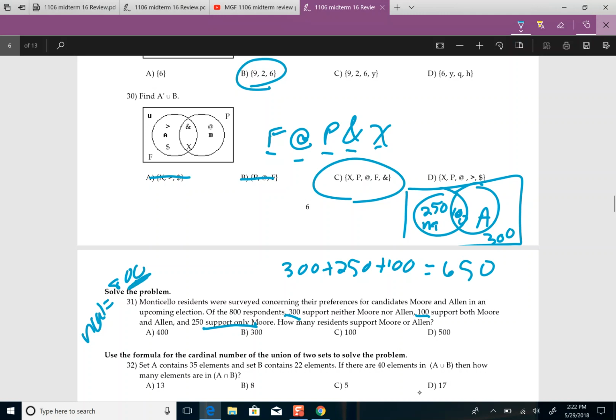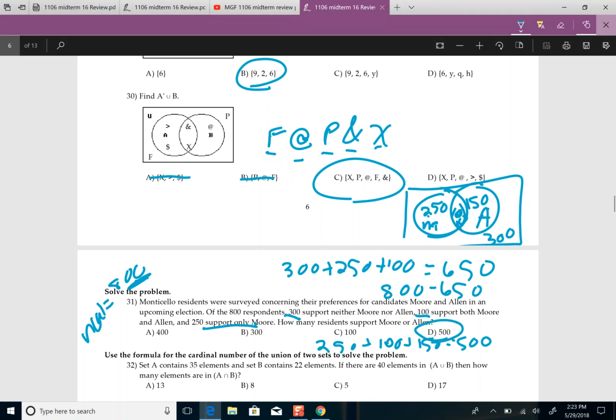I'm supposed to have 800 altogether. So when I do 800 minus 650, it tells me I have 150 here. Okay, so now my question is, how many of them support Moore or Allen? Well, it's anybody in these circles, the Moore or the Allen. So I can add 250, 100, and 150, which is 500.